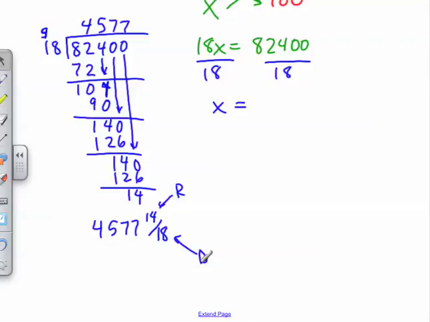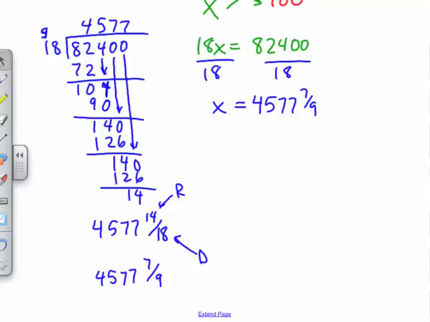Okay? But I have to reduce this. I always have to reduce my fractions, and that's going to be 4,577, and 2 goes into both of these. 2 into 14 is 7, and 2 into 18 is 9. So my answer is x equals 4,577 and 7/9.